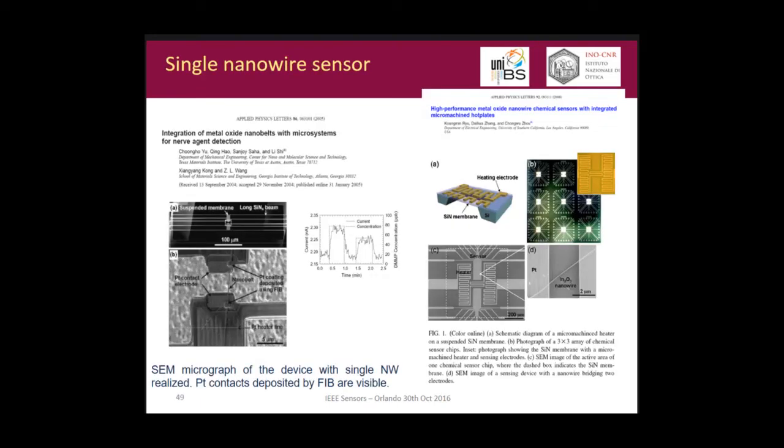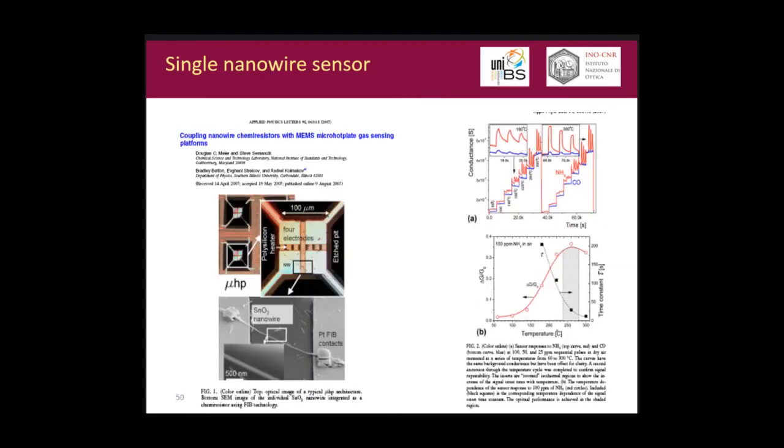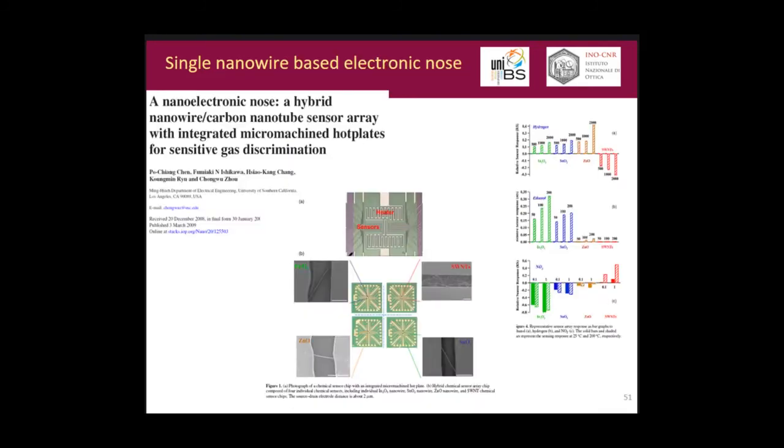But of course, you can think of using single nanowires on suspended membranes in order to reach very low power consumption on a single nanowire material. And you can also realize an electronic nose by putting different types of nanowires, for example, indium oxide, zinc oxide, tin oxide, and single wall nanotube on different hot plates, and you will have a sort of electronic nose made of a single nanowire material.